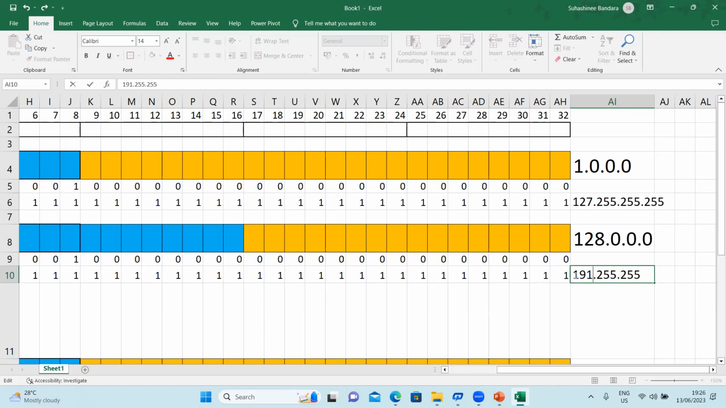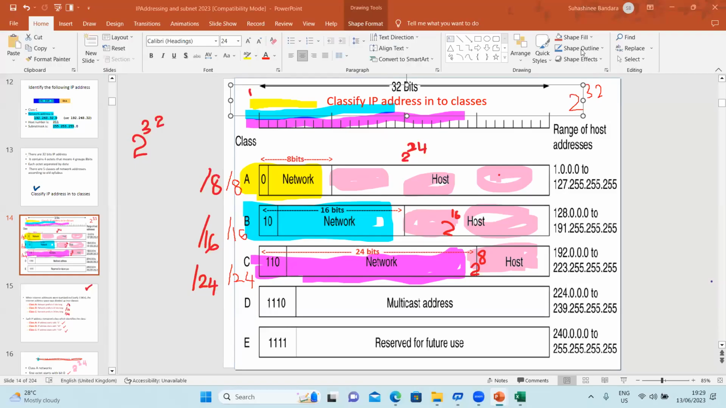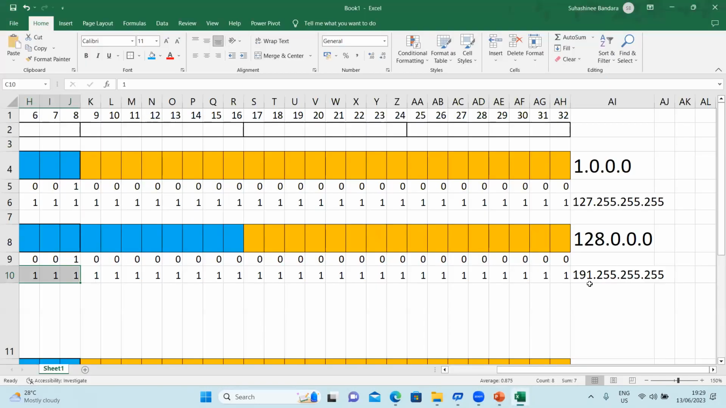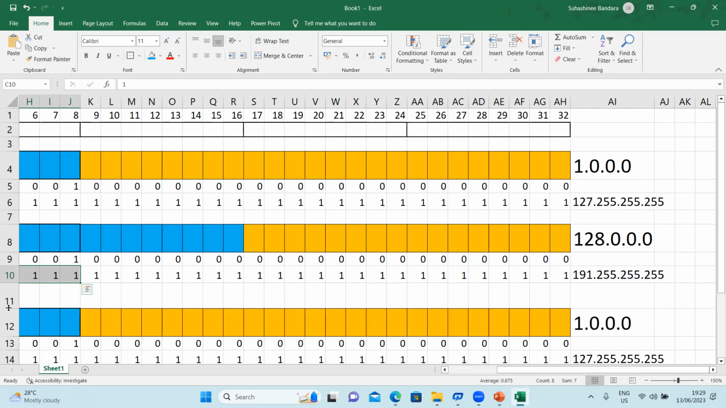Dot 255. Okay, so now we have the class C. Class B finished at 191.255.255.255. Then from where should class C start? It should start at 192, right?